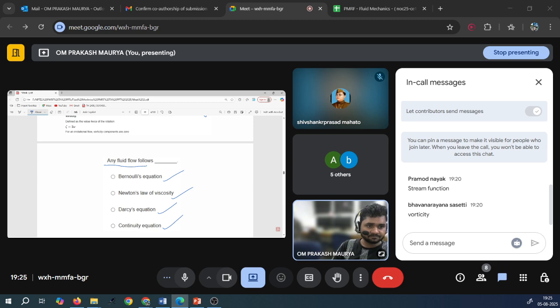Bernoulli's equation. Okay. Continuity equation, Pramod is telling. A and D, you are telling both. Bernoulli's equation and continuity equation. Okay.